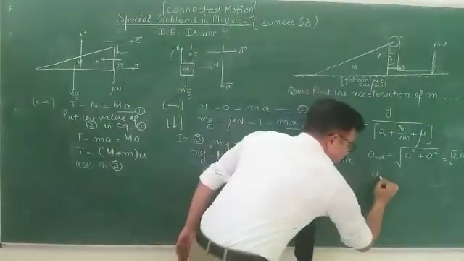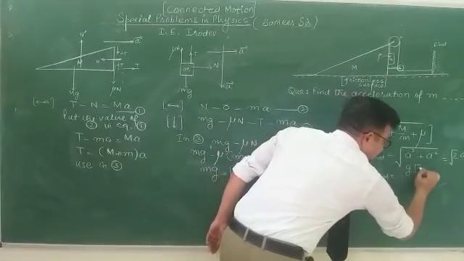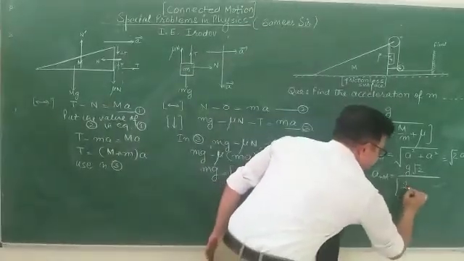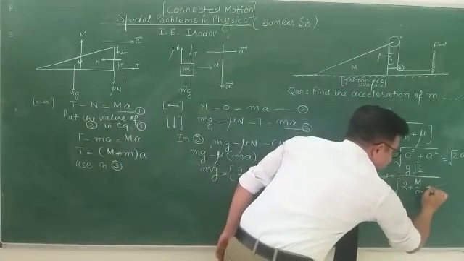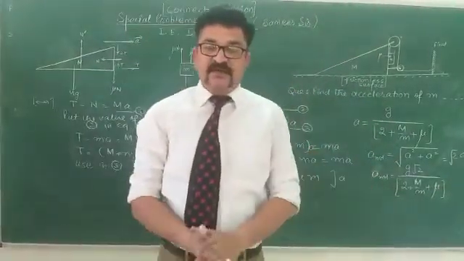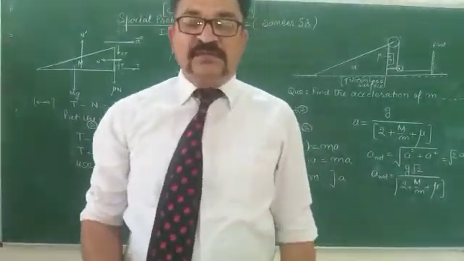So what answer are we going to find out? This becomes g root 2 divided by 2 plus M by m. So this is the final answer of the net acceleration which is acting upon the mass small m.